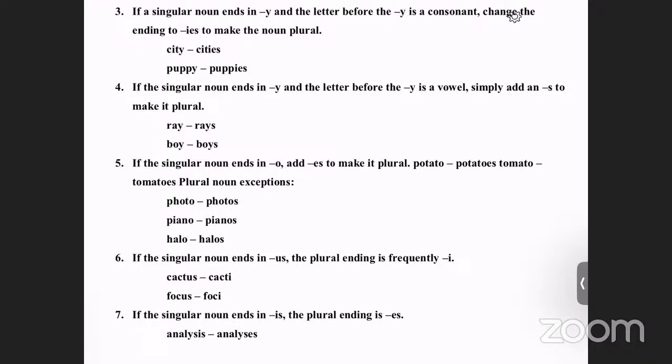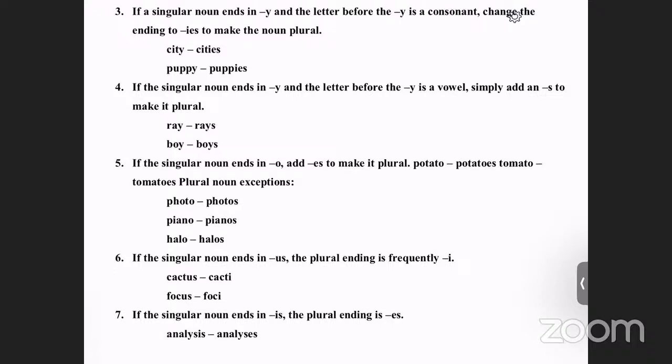If a singular noun ends in O, add ES to make it plural. For example, potato, potatoes, P-O-T-A-T-O-E-S. And tomato becomes tomatoes, with an ES at the end. But there are exceptions for the plural noun, such as the word photo. Photograph, photo, we just add an S. Piano, S. Halo, S.